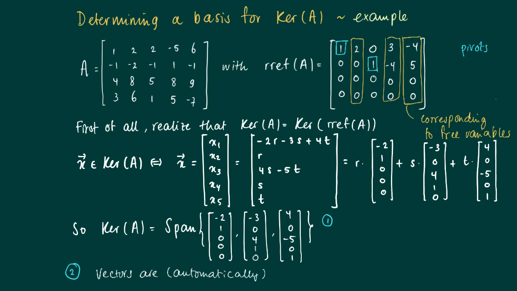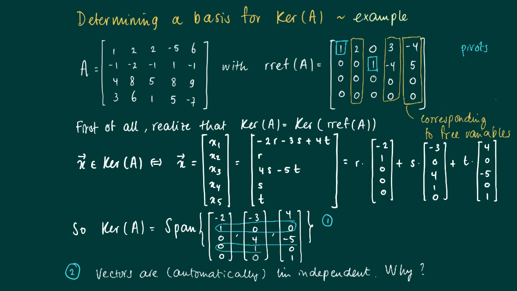And also these vectors are automatically linearly independent. Well, why is that? Well, for each free variable we create a 1 where the other vectors have zeros. So for instance the vector corresponding to r, the second free variable, has 1 on the second coordinate, whereas the others have only zeros.